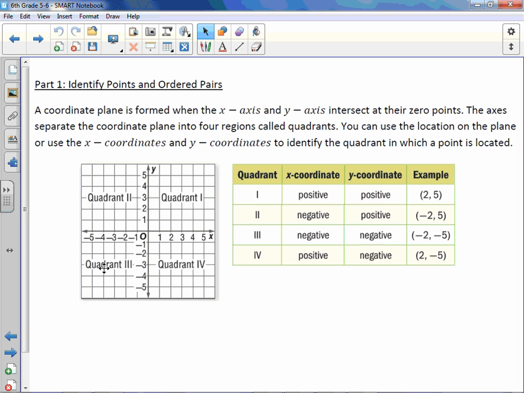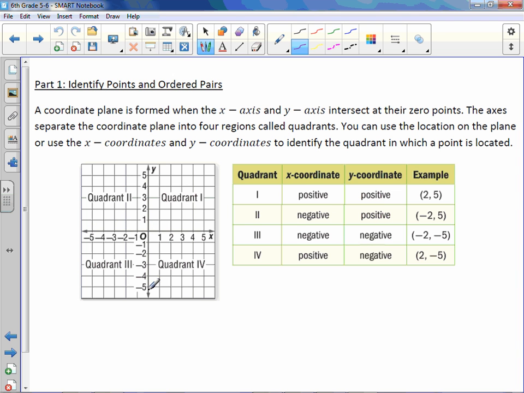1, 2, 3, 4. You can use the location on the plane or the x-coordinates and y-coordinates to identify the quadrant in which the point is located. A couple things about this graph before we get started. Now, really, your x-axis, the horizontal from left to right, is a number line. Zero is in the center, 1, 2, 3, 4, 5, and then -1, -2, -3, -4, -5.